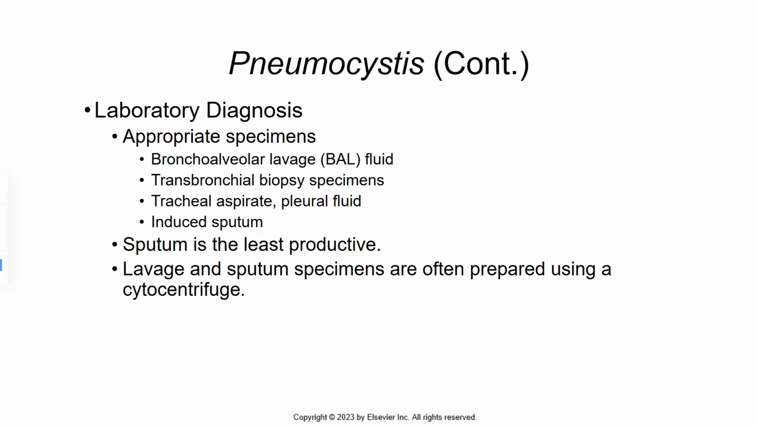Laboratory diagnosis. Appropriate specimens would be bronchiolar lavage fluid, transbronchial biopsy, tracheal aspirate, pleural fluid, induced sputum. Sputum is the least productive. Lavage and sputum specimens are often prepared using a cytocentrifuge, and that's going to help concentrate the cellular components of those specimens.